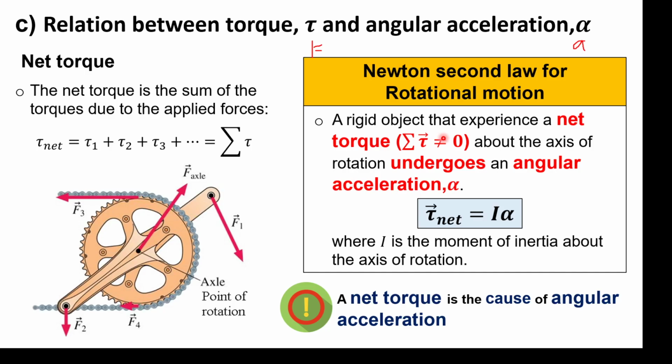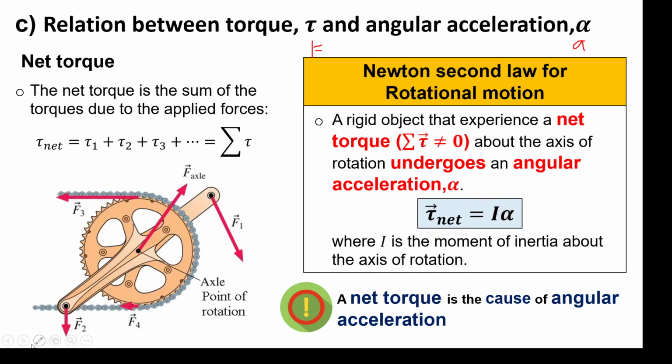Now we are having a net torque, because there are so many forces involved inside this diagram, so there should be a net torque. The net torque here is not equal to 0, because this net torque will cause the object to rotate faster. When it rotates more, it means that it causes an angular acceleration. So that's why the net torque is equal to I alpha.